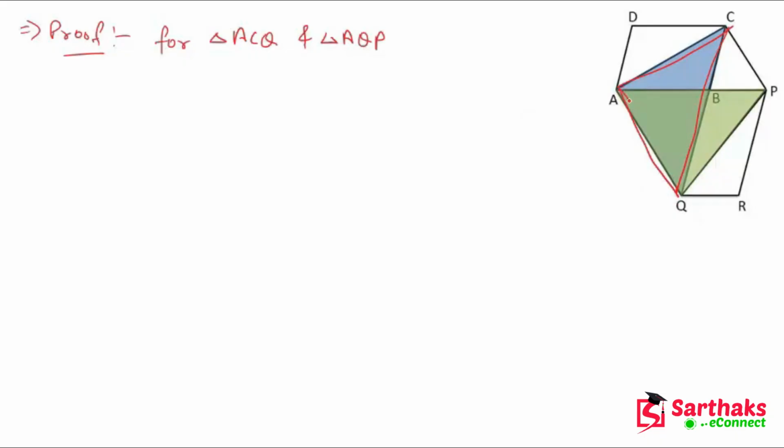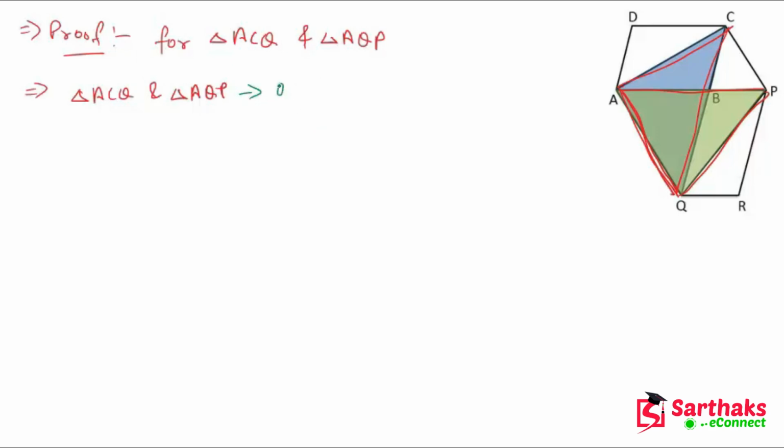And AQP means this triangle AQP. We are talking about these two triangles. These two triangles are on the same base, AQ, and between the same parallel lines, AQ is parallel to CP. So we can say that the area of triangle ACQ and the area of triangle AQP are equal.